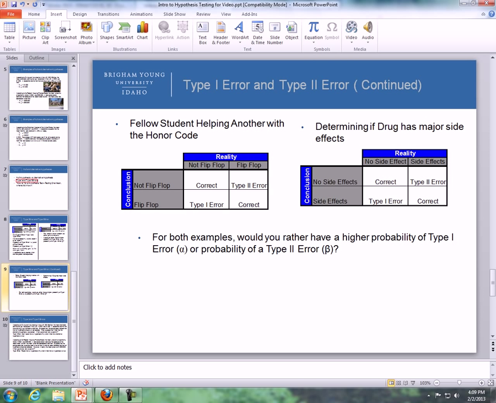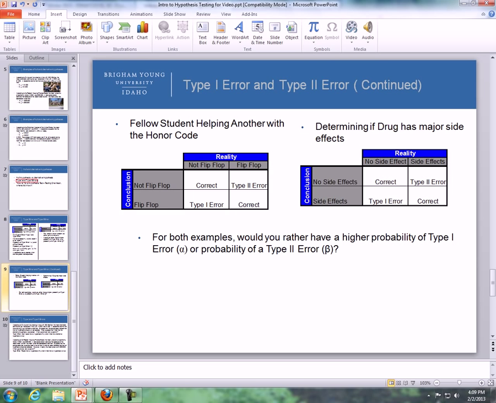The second one is determining side effects, serious side effects or major side effects in a drug. You may conclude that the drug has major side effects based on results, when in fact there are no major side effects, or the alternative is that there are no major side effects when in fact there are major serious side effects. So which one here are you more willing to commit, or which one has greater consequences, a type 1 or a type 2 error? Well, probably the greater consequence is that you concluded based on your data that there are no side effects when in fact there are major side effects.